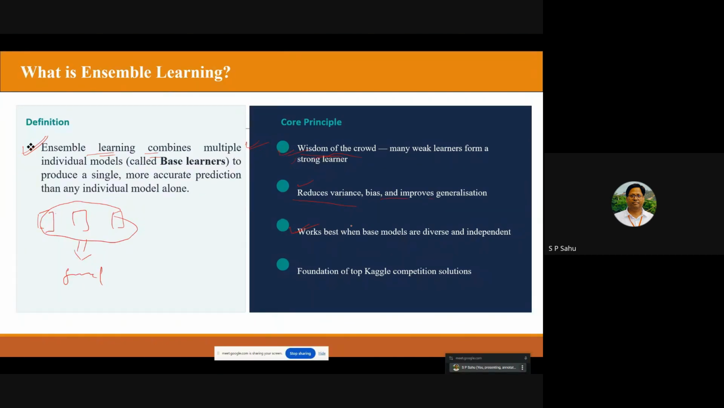So we'll have a diverse model, then it may have a good feature extraction from the samples, and then it will work in a parallel manner or in a sequential manner. Then it will give the correct response or good performance as well. So it is a foundation of different Kaggle competition solutions we have observed.